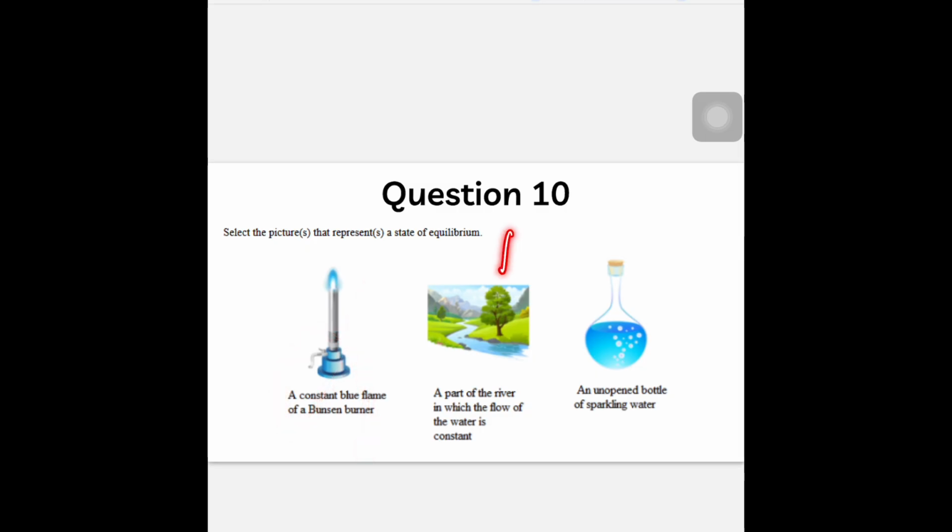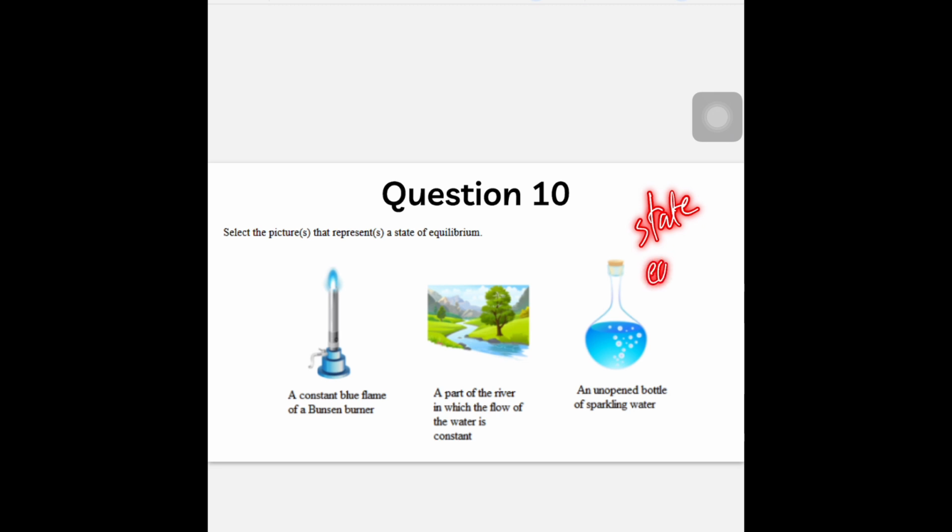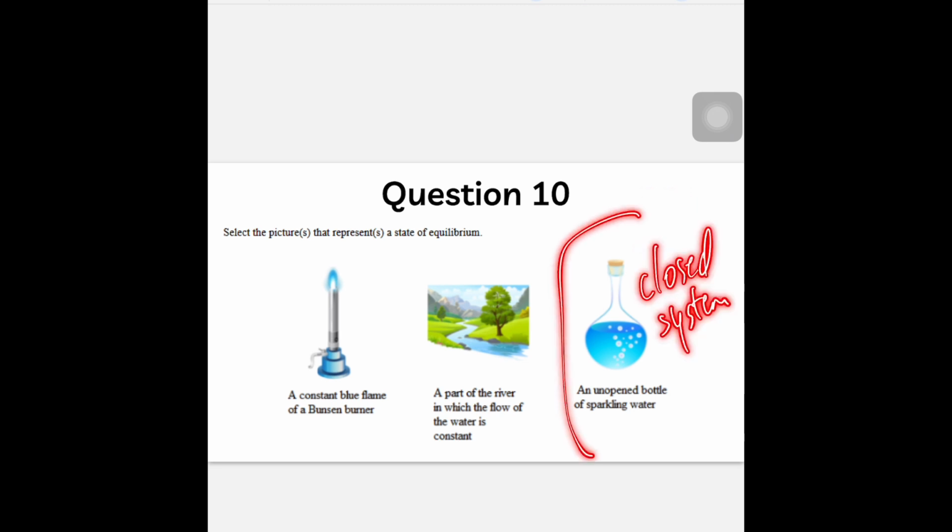If I go to this one, the river is also a steady state because the water can be coming from the rain, snow, or so we will have something that's entering the river. So this is also a steady state, it's not equilibrium. Now, an unopened bottle of sparkling water is a state of equilibrium because it's a closed system. So the correct answer is this one.